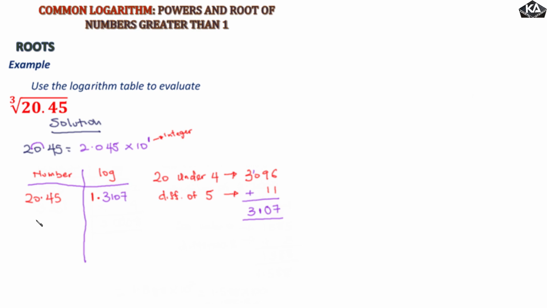We have the cube root of 20.45. Now let's bring it down here. Cube root of 20.45. For roots, what you will do is just divide by the root. Now this will be 1.3107 divided by what? That root. The root is 3. Now you divide it by 3. When you divide it by 3, let's go through division.